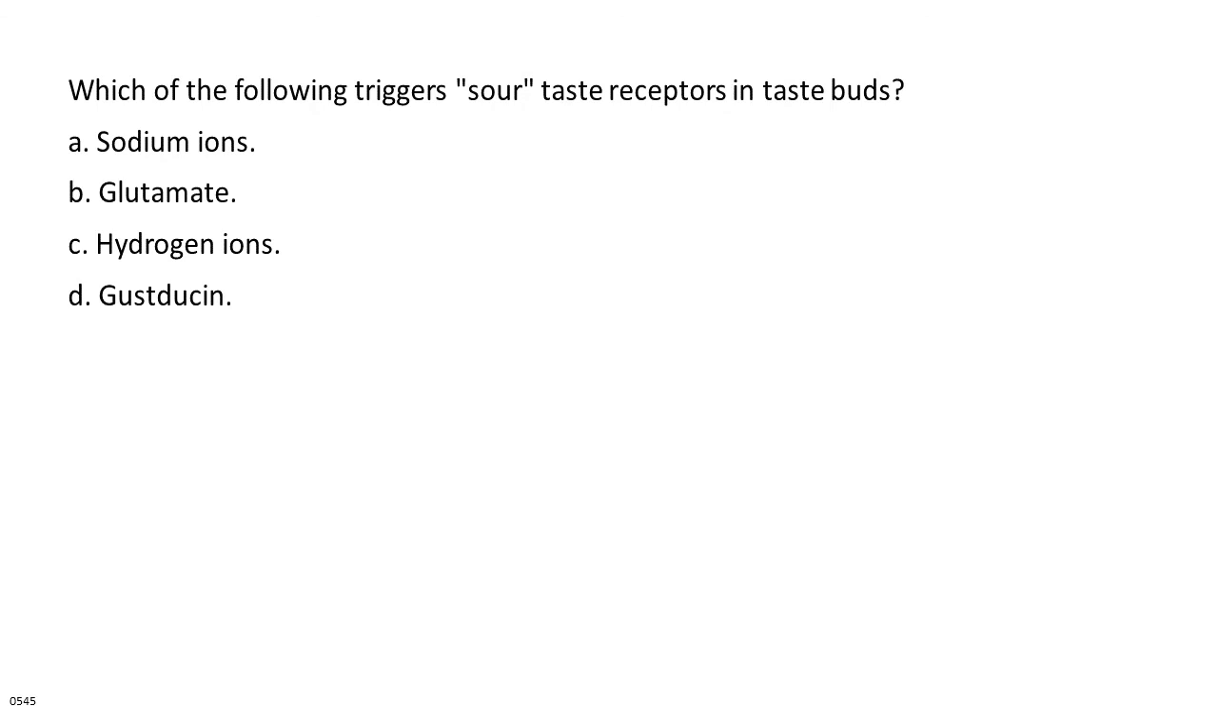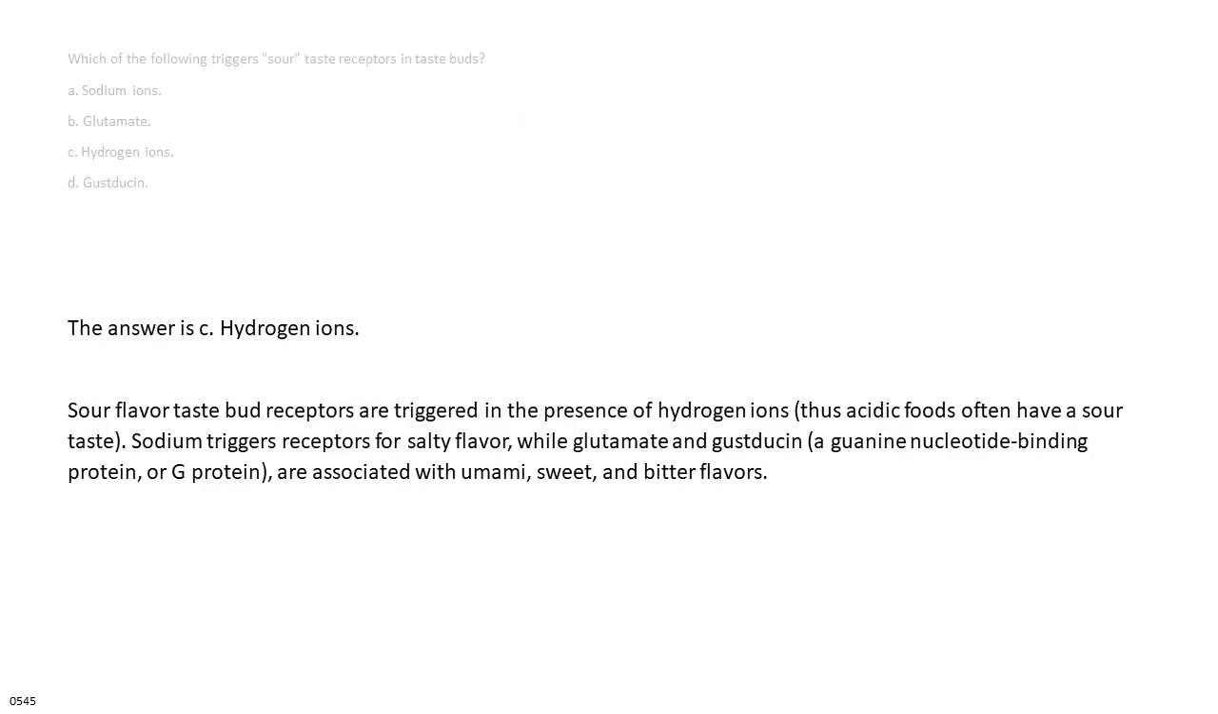Which of the following triggers sour taste receptors in taste buds? A. Sodium ions. B. Glutamate. C. Hydrogen ions. D. Gustducin. The answer is C. Hydrogen ions.